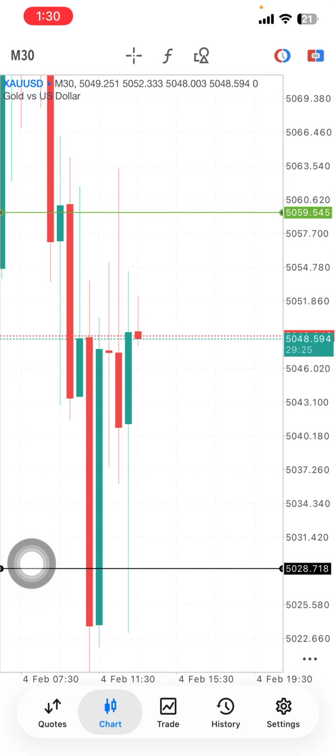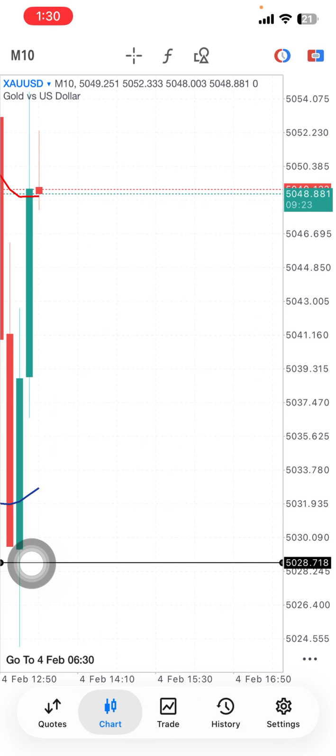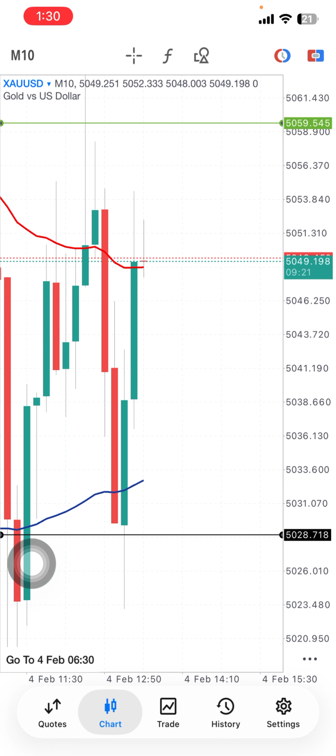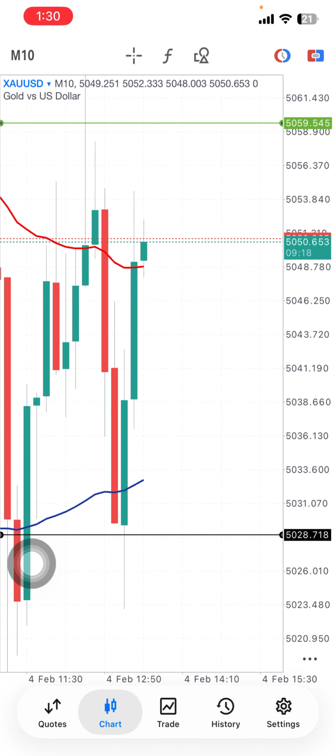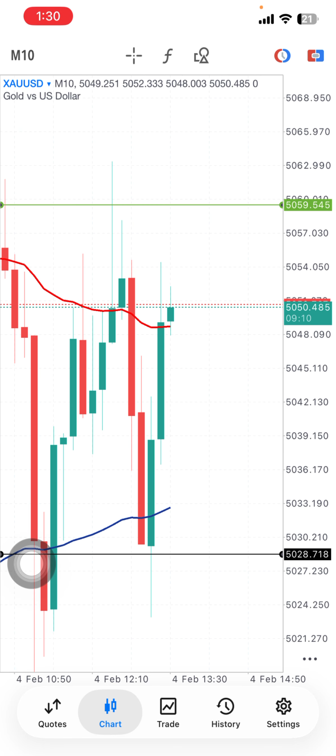Okay, let's check the 10 minutes. You see how the 10 minutes created a support. This is the first and second, the current one is the third one. So we are confident that yes, this market will continue to push in our direction. So don't close it, continue to hold until the market hits our TP. We are holding this trade.